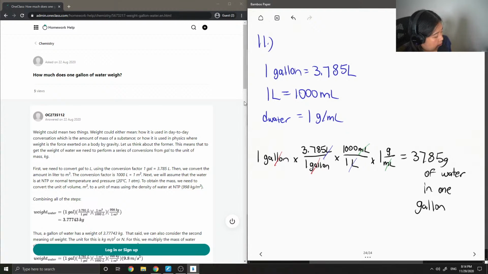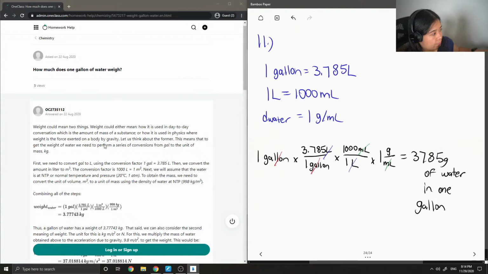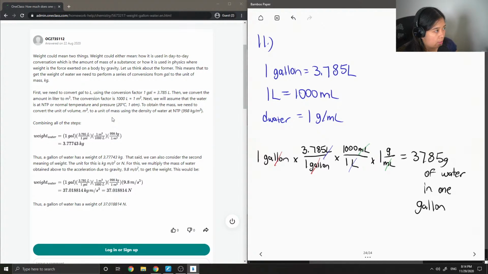Okay, so let's see what the junior tutor said. Weight could mean 2 things. It could either mean how it is used in day-to-day conversation, which is the amount of mass of a substance, or it is used in physics, where weight is the force exerted on a body by gravity. Let's think about the former. This means that to get the weight of water, we need to perform a series of conversions from gallons to the unit of mass, which is kilograms.